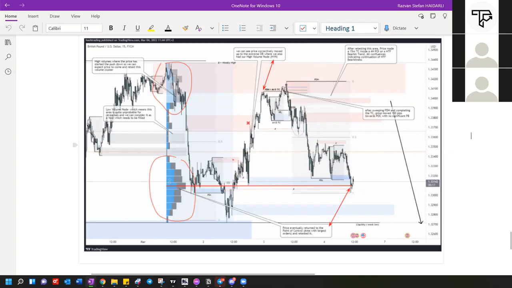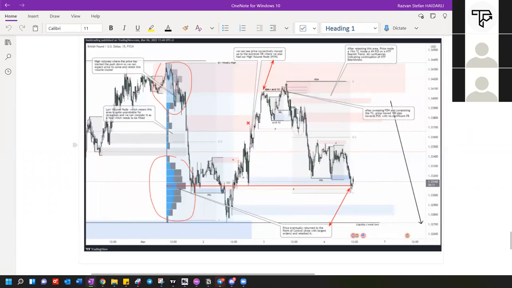Now, the most interesting part, this red line here, is called the point of control. It's an area that price mostly comes back to retest. And we can see after it mitigated the extreme OB here inside this volume area, the price started impulsively going back down to touch the point of control and give a reaction.